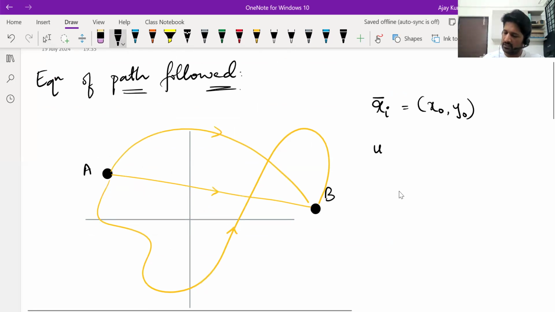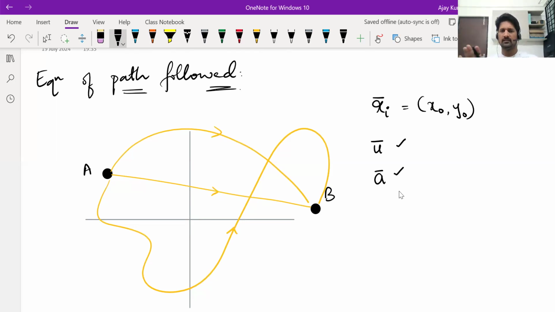You need to know its initial velocity. And you also need to know its acceleration. Because acceleration changes velocity, no? And velocity is what decides how the object moves. So you need to know these three terms to tell the exact equation of the path followed. Okay, that is what physics tells us. Next, the mathematics part. How to do it? Suppose these three are given also. What can you do to get the equation of path followed?